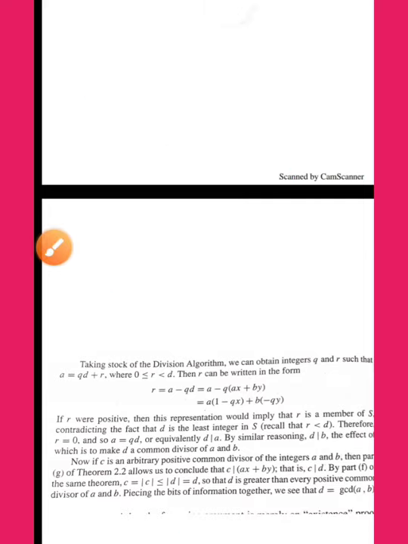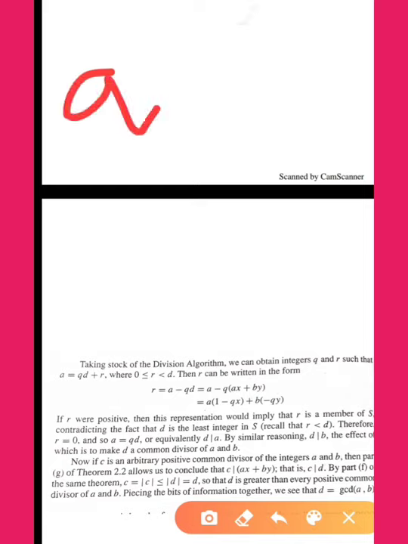If r equals 0, then what do we get? We get a equals qd, or equivalently d is a divisor of a. Similarly we can prove that d is a divisor of b, and the first property of the greatest common divisor is satisfied, that is, d is a common divisor of a and b.